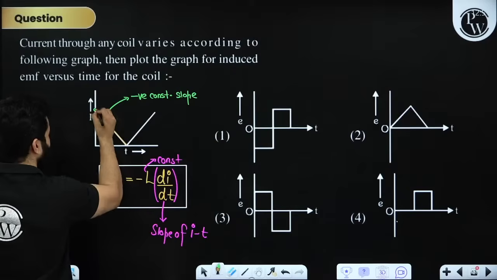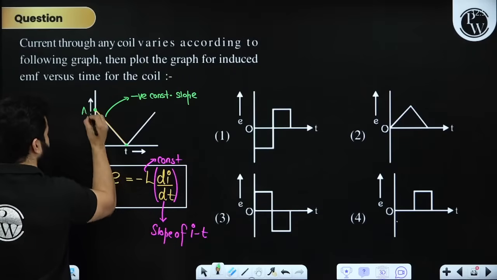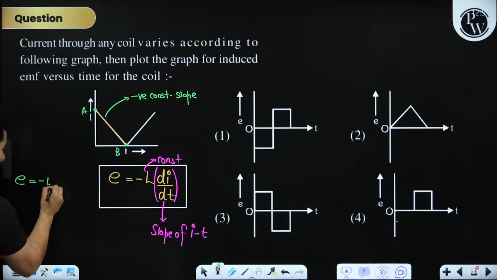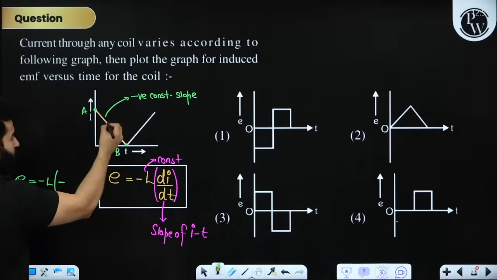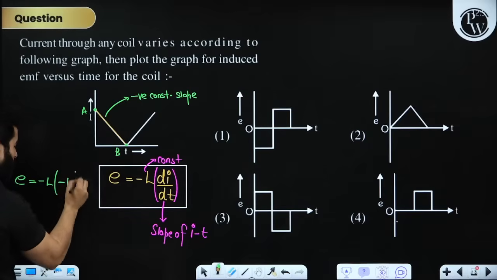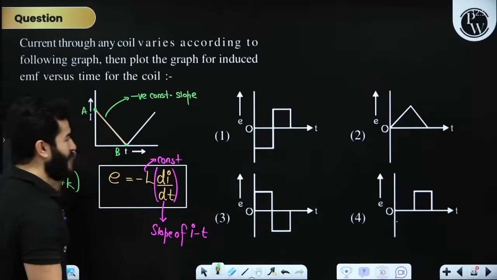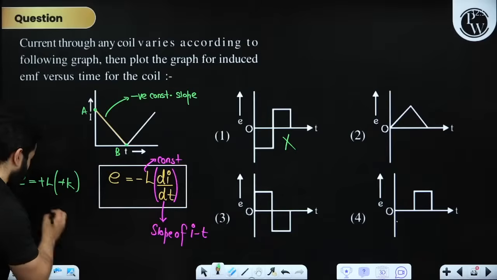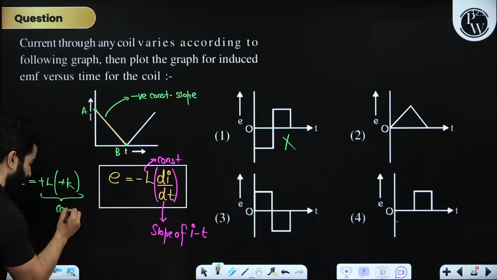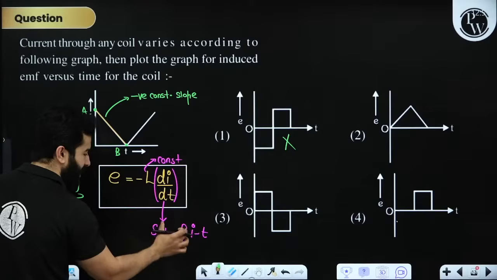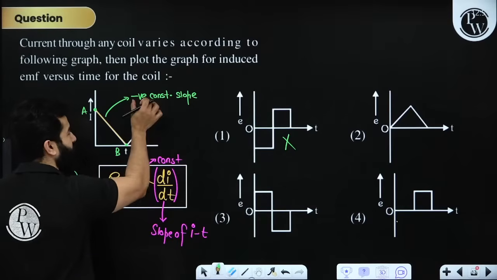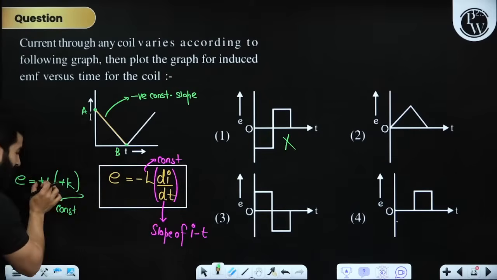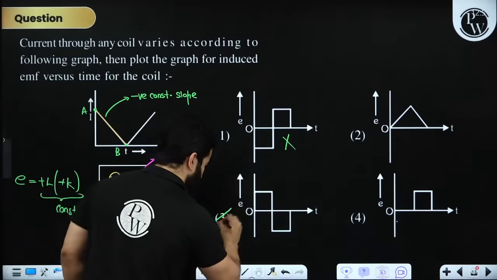That means from A to B, induced EMF will be minus L times minus some constant. Let's suppose the slope is some constant K. So you are going to get a positive value. So that means this is not the correct answer. Induced EMF will have a constant value because L is constant and this di by dt in this graph is also constant, but with a negative sign because we have got a negative slope. So negative will become positive and the third answer is going to be the correct answer.